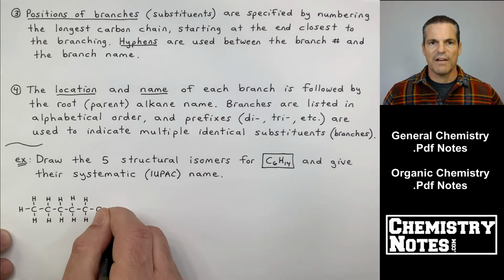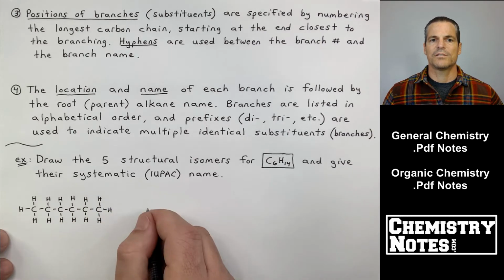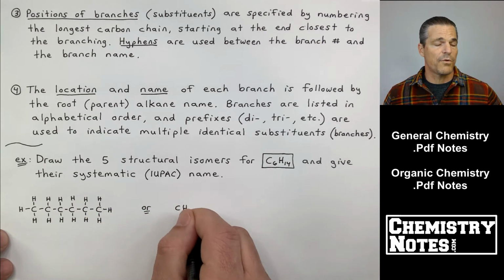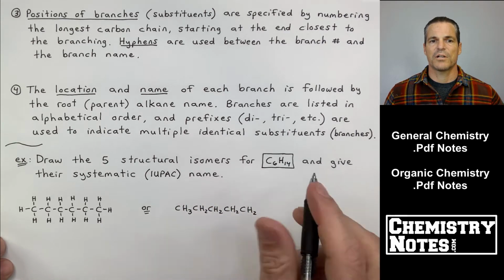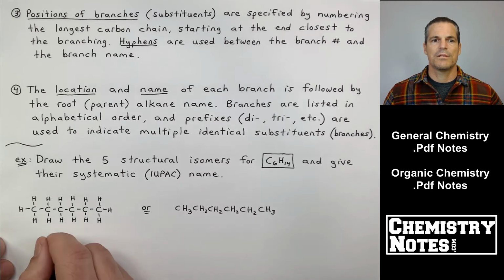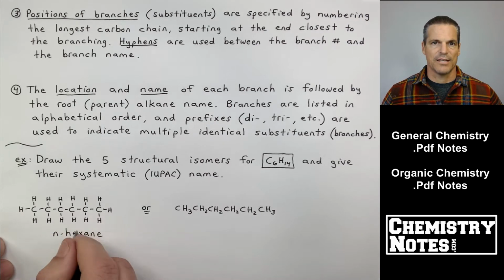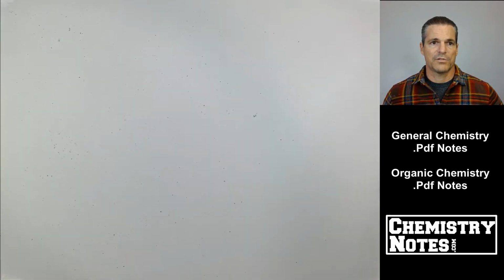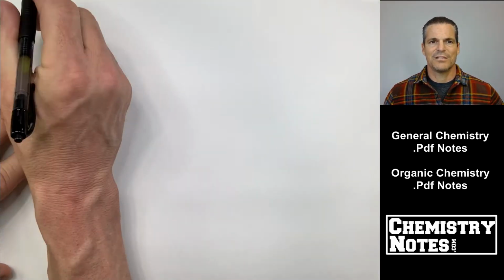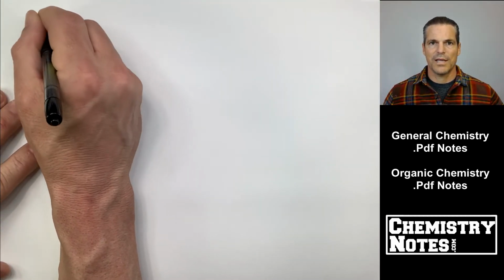Put the H's everywhere. If it's all single bonds, you will come up with 14 hydrogens. Another way to write it is a condensed structure. These are both the same thing. This is N-hexane. I just call it normal. I'm not sure if it means normal, but I believe it does. Just normal or regular hexane.